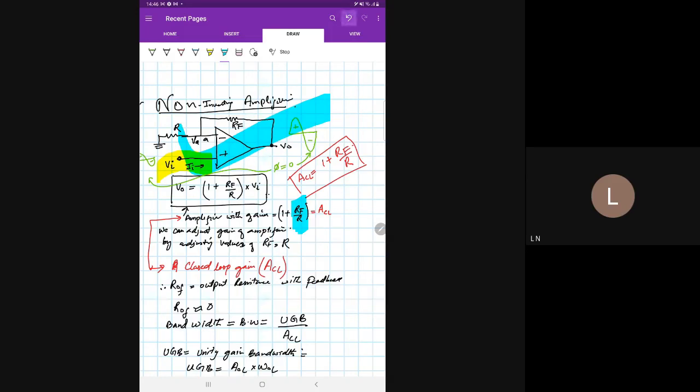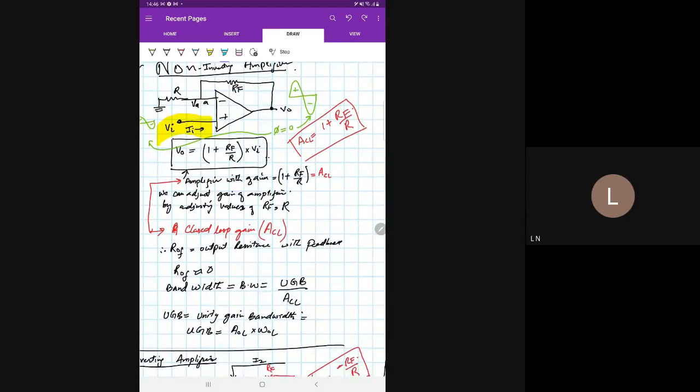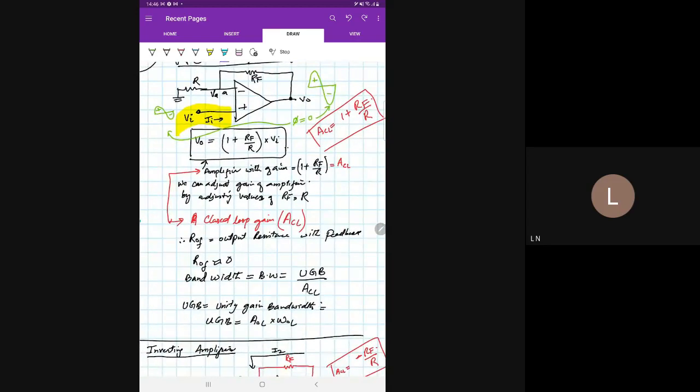The closed loop gain of this circuit is quite flexible, and we can adjust it, we can tune it with the help of Rf and R, with the help of the feedback resistor and R that is connected in the circuit. Okay, that is one of the biggest advantages of the circuit. And ACL is nothing but the closed loop gain.